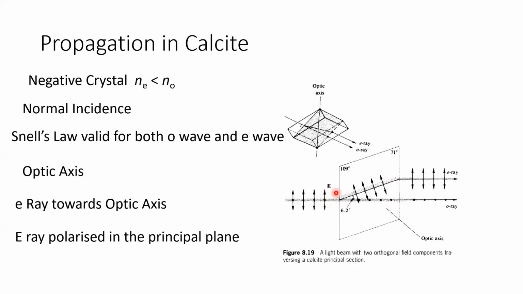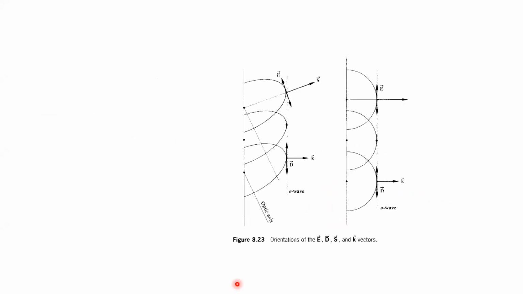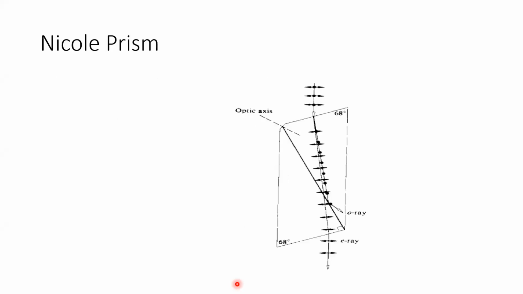Okay, now, I think that's all. I already discussed the polarization. This diagram has also been discussed. So these are propagation of O and E waves. Now we just discuss two simple instruments to further apply these ideas.